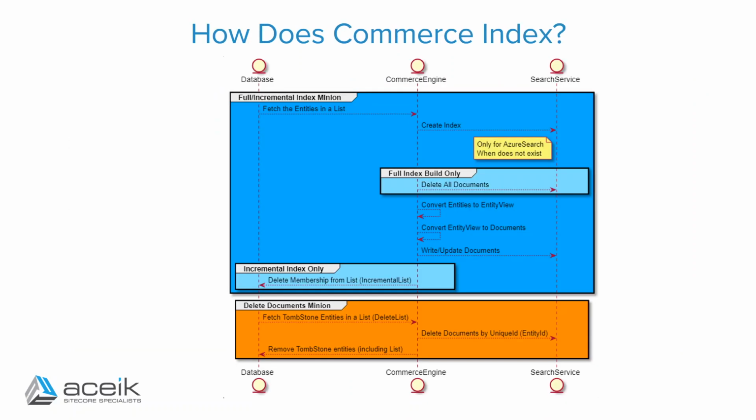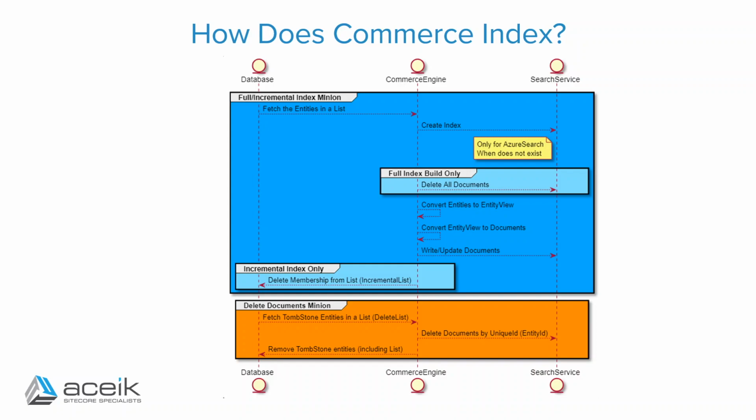How does commerce index? So we talked about minions, they're background jobs that take care of things. Like when someone places an order, the minions are responsible for progressing that order through different states, or we take a payment but we don't settle it. The minions are responsible for settling those payments as well, and also indexing. So out of the box, you have 3 different indexes. You have customers, you have catalogs, and orders. So all these 3 different types are indexed in commerce.